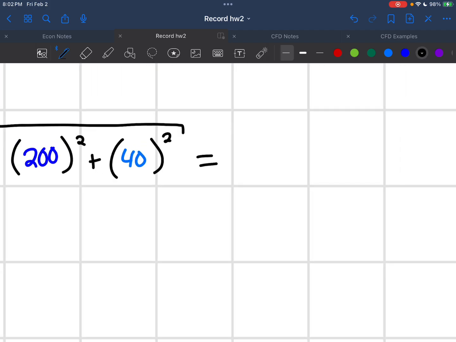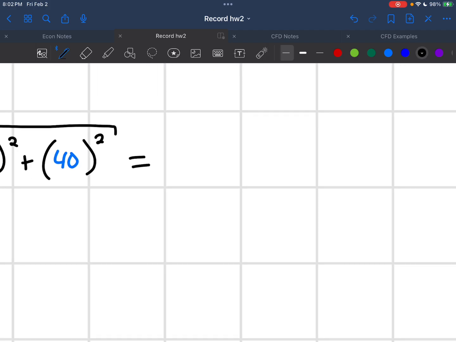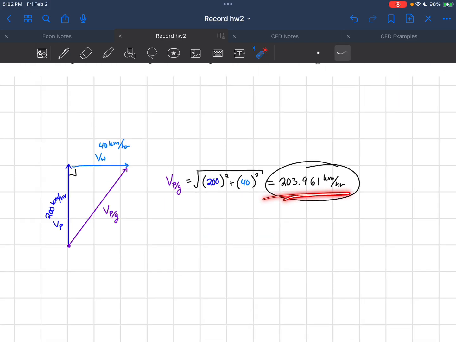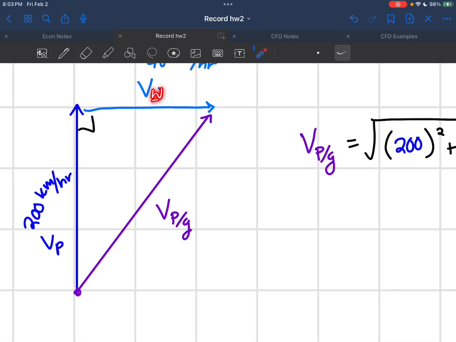All right. So speaking of that result, once I punch this into a calculator, I'm going to get that it's going at 203.961 kilometers per hour. So that's the speed of the plane relative to the ground if it's flying north and being pushed east. Sorry, I looked at the wind and I said west because it's W, but we're being pushed east.